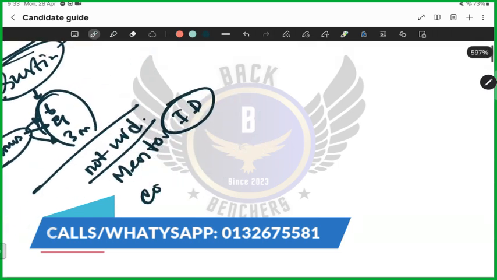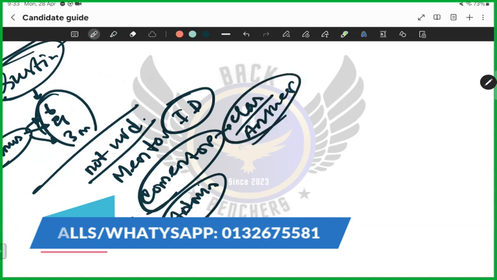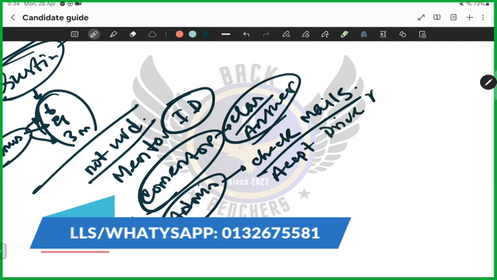Now, I have co-mentors. I have a co-mentor and I have an admin. Let me tell you what they do. The co-mentor does everything. She will give you classes, she will give you answers, and she will give you all the things you need. Admin will check mails if you haven't got it. Admin will accept drive requests. So if you have any problem, you text the co-mentor. She will respond. Sometimes people are busy, sometimes it might be late, but she will always respond.